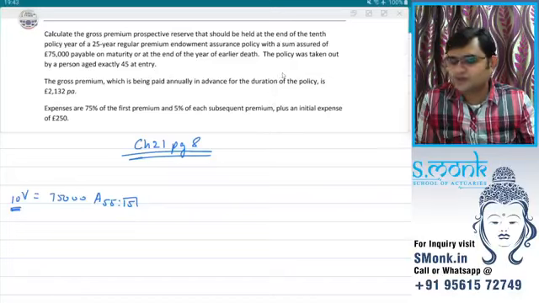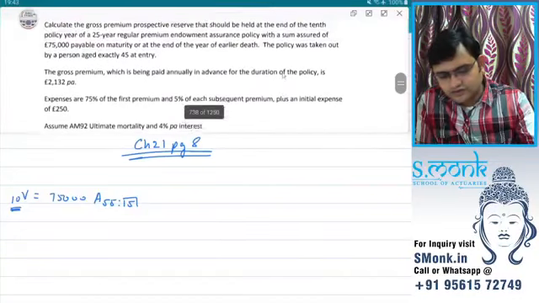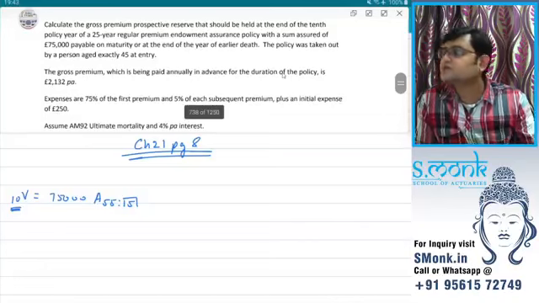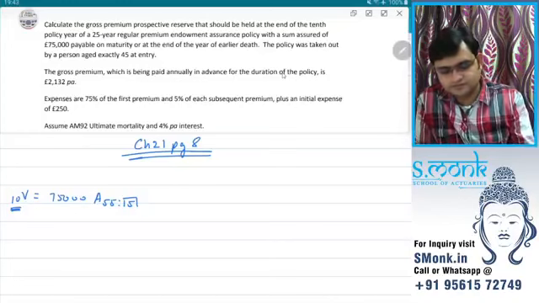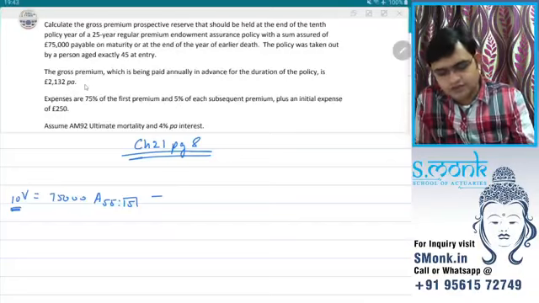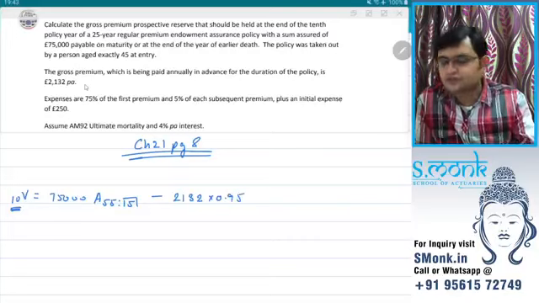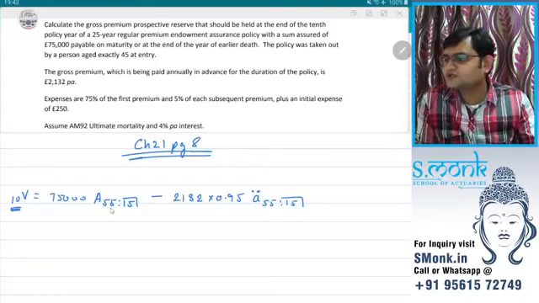Let me just see if we have a longer question. Okay, no. AM92 ultimate, 4%. And then minus, I will subtract this 5% from the premium. So I'll say 2132 into 0.95, 95% of the premium, into ä 55:15. They are talking about AM92 at 4%.